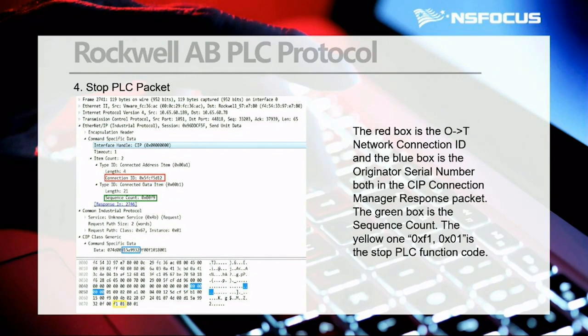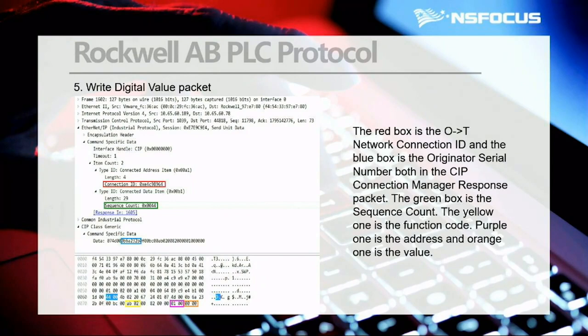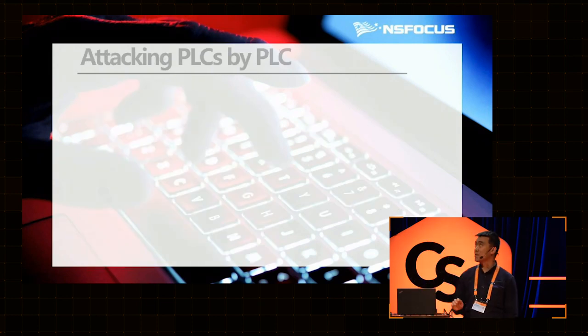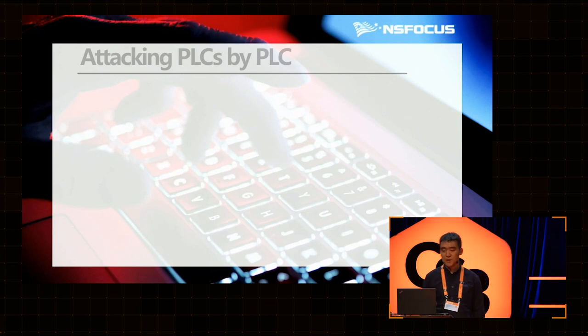And also the stop PLC packet, it's almost the same as the run PLC packet. We should notice that the yellow one, F101, means this is the stop PLC packet. And also the write digital value packet, it's almost the same, but we should notice that the final four bytes, 0100, it is the address, and the final two bytes, 0000, it is the value. So with the basic knowledge of the PLC protocols, then we can do the PLC attacking.